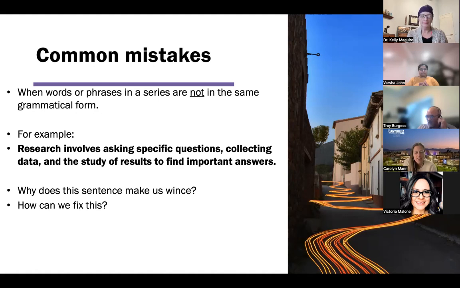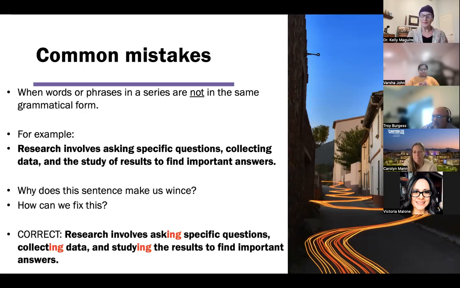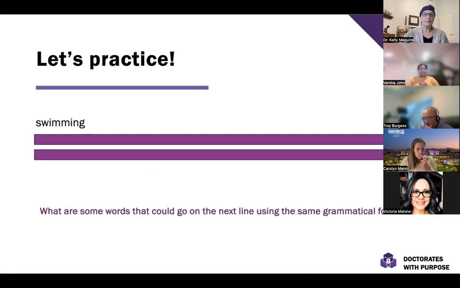I'll give it a try. Okay. Research involves asking specific questions, collecting data, and studying the studying of results to find important answers. Almost there. You just didn't need to have the word "the" in there. So research involves asking specific questions, collecting data, and studying the results to find important answers. That's perfect. In this one, the grammatical form needed the ing. What we had here is they put in "the study of," and that's where the sentence started to go awry.